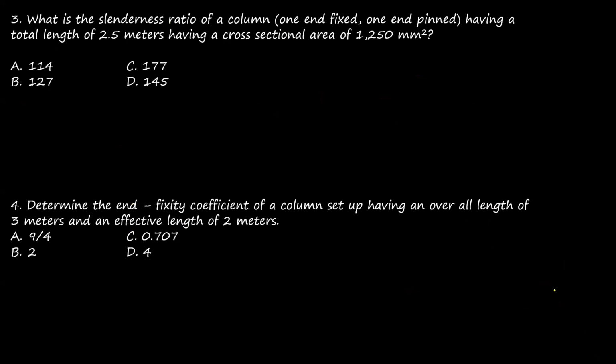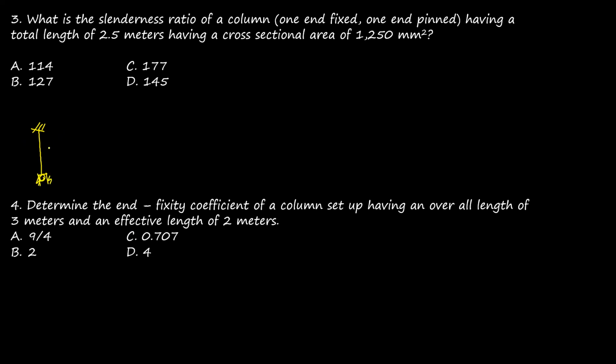Okay, so let's proceed to the third question. What is the slenderness ratio of a column, one end fixed and one end pinned, having a total length of 2.5 meters, having a cross-sectional area of 1,250 square millimeters. So we're looking for the slenderness ratio of the column. It says one end fixed and one end is pinned.